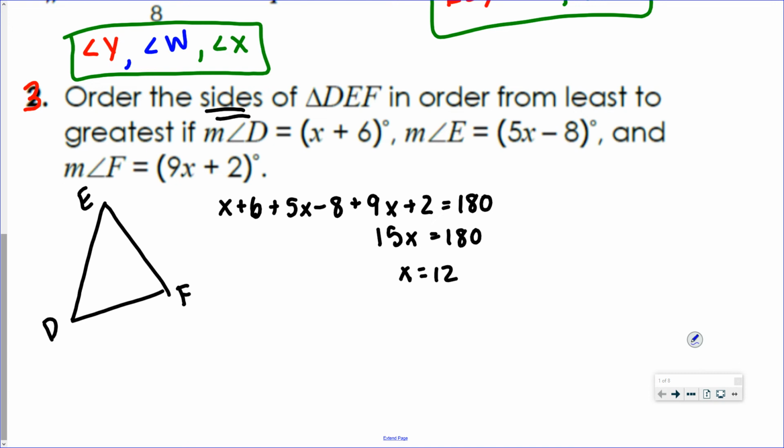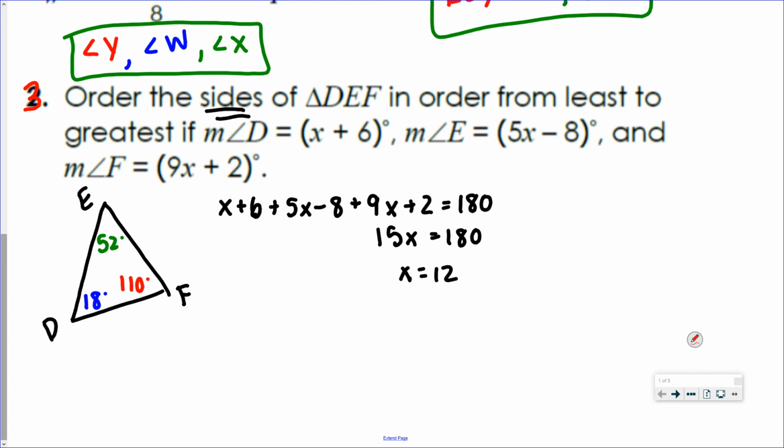Meaning angle D, I'm just going to label it right here in my picture. Angle D is 12 plus 6. That would be 18 degrees. Angle E, 5 times 12 minus 8, is 52 degrees. And angle F, which is 9 times 12 plus 2 degrees, was 110. Okay, my picture is not quite drawn to scale, but that's all right.